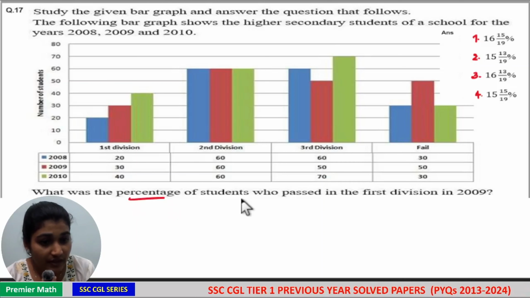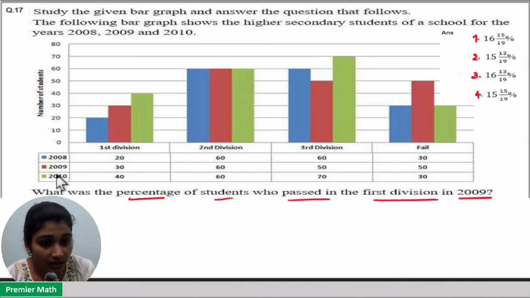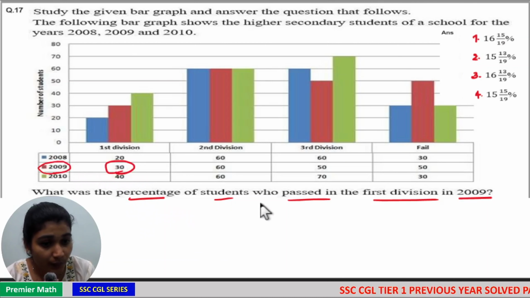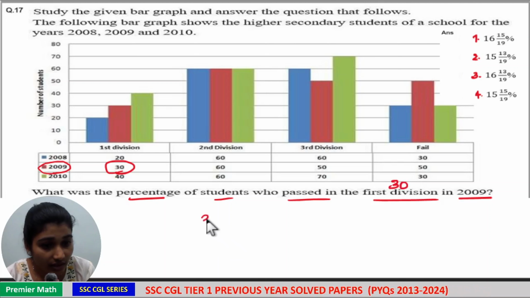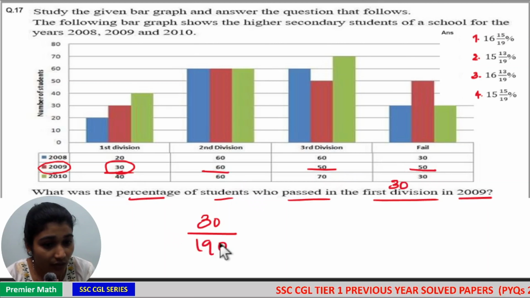What was the percentage of students who passed in the first division in 2009? Here this red color represents 2009. So first division is 30. Passed in first division is 30, and 30 out of total students in 2009 is equal to 30 plus 60 plus 50 plus 50, that is 100 plus 90, 190. Total students in 2009 is 190 and first division students are 30.